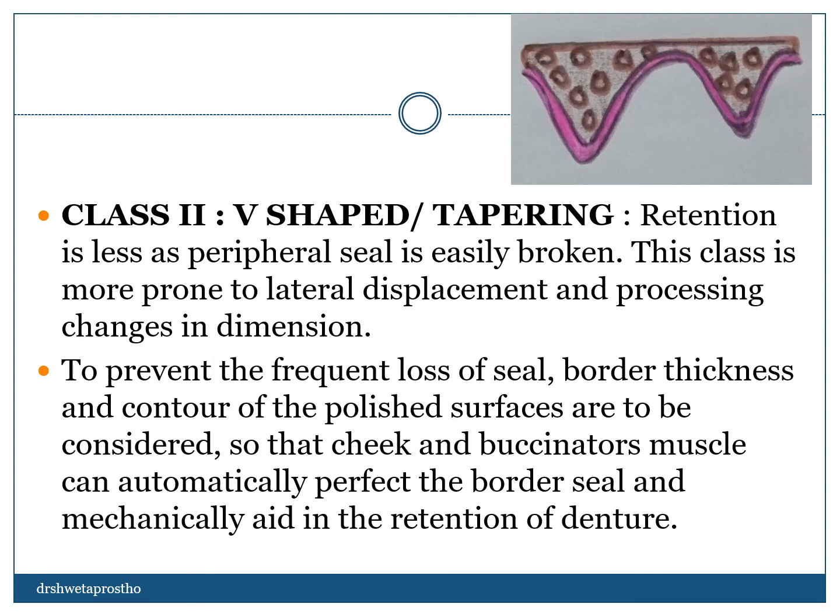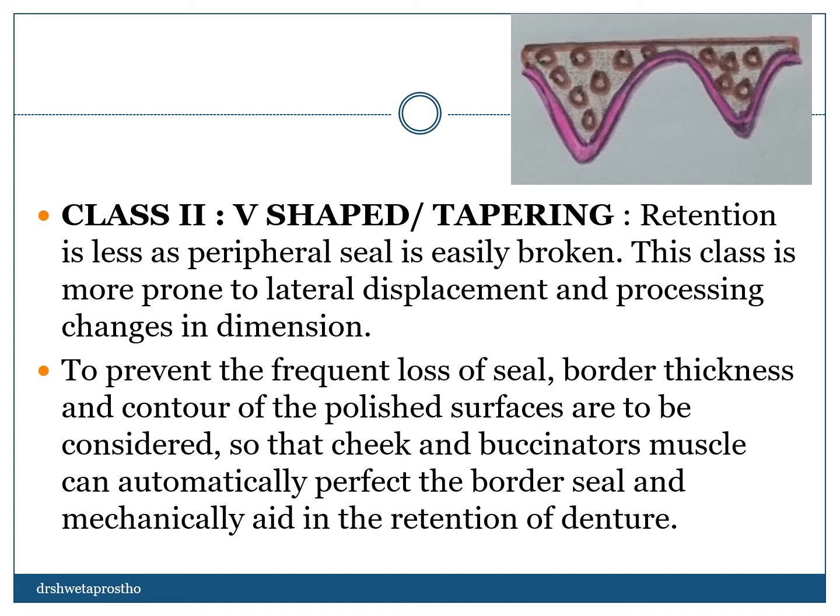This picture, if you see carefully, shows the V-shaped or tapering form. In this, the retention is less as the peripheral seal is easily broken. This class is more prone to lateral displacement and processing changes in dimensions. The polymerization shrinkage of acrylic resin leads to maximum gap in the V-shaped palatal vault, the gap between the tissue and the denture due to the shrinkage. This is one of the MCQs which is asked.